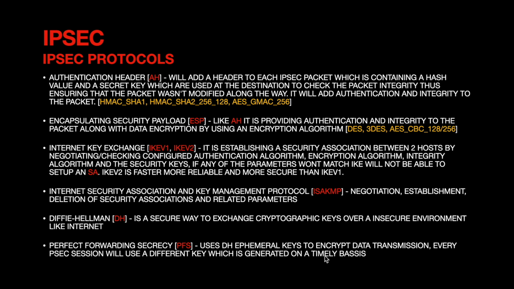And we have perfect forward secrecy. Basically, it is the same as the Diffie-Hellman group, but it will use Diffie-Hellman ephemeral keys to encrypt data transmission. If you are using PFS, then PFS will renegotiate a Diffie-Hellman key, which can be generated on a timely basis, like every 1 hour, every 30 minutes and so on. You can specify this time in the configuration.